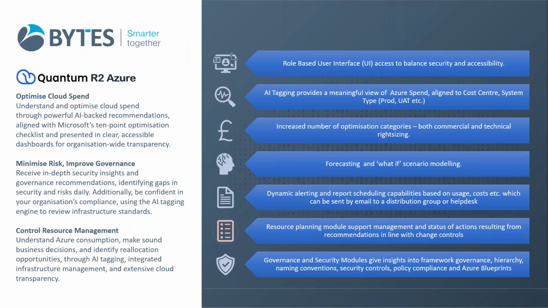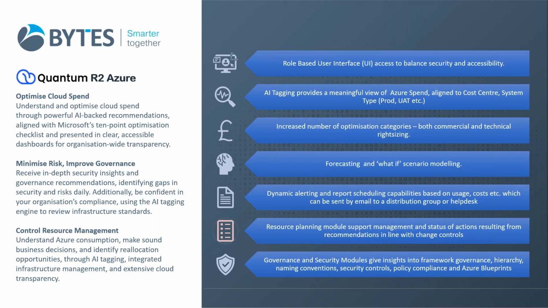So Quantum Azure has a number of USPs. I guess the first one is obviously its role-based access. We can deal with single tenants or multiple tenants, and we can also restrict or expand the view that a user can get based on their role. It has AI tagging capabilities. I think Microsoft's official term is secondary level tagging. So this is over and above what you might have in terms of your Azure infrastructure.